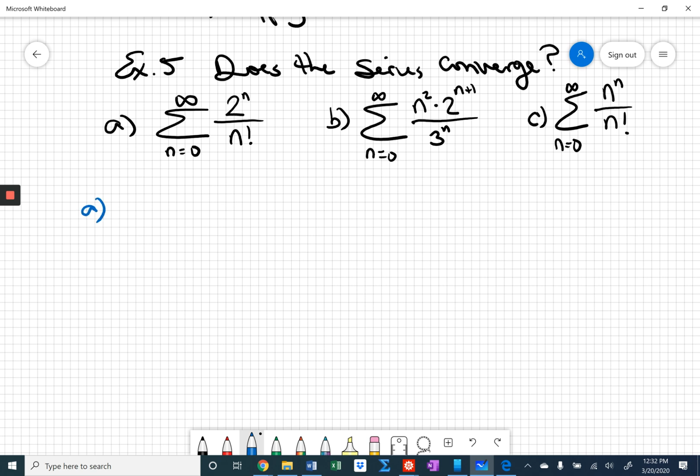Now for part A, again, I'm going to use the ratio test. So the ratio test says we need to look at the limit of the absolute value of the n plus first term. Now that means in any place where there's an n, I'm going to replace that n with n plus 1. So it's going to be 2 to the power of n plus 1 divided by the quantity n plus 1 factorial. You need parentheses there. And then we have to divide by the nth term. That's the actual term that we see here, 2 to the n over n factorial.